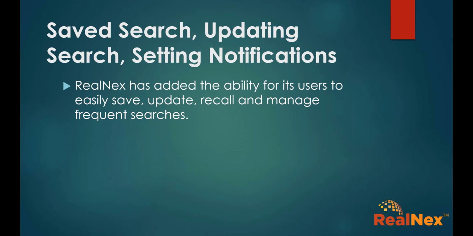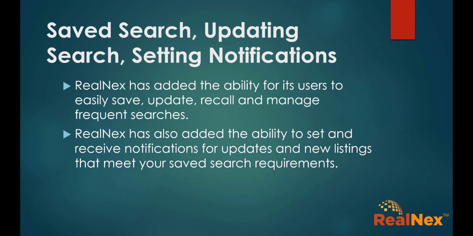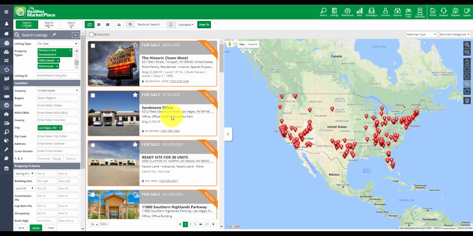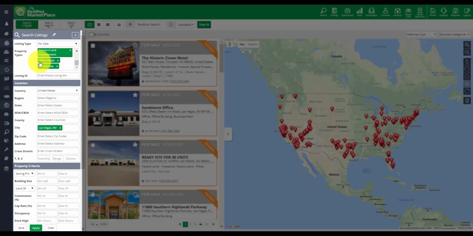RealNext has added the ability for its users to easily save, update, recall, and manage frequent searches. RealNext has added the ability to set and receive notifications for updates and new listings that meet your saved search requirements. For example, a user may want to save and recall the following filters as the starting point for their searches. Now let's set the listing type as sale.